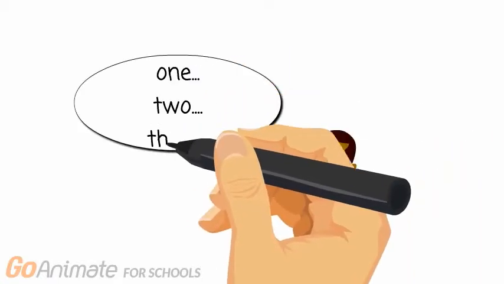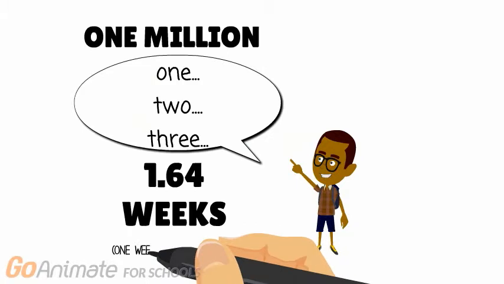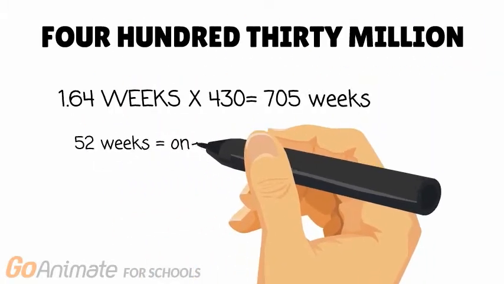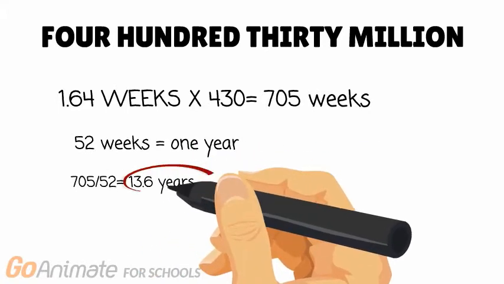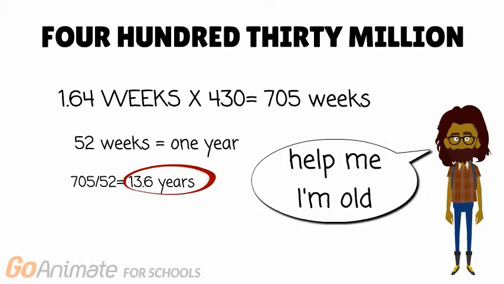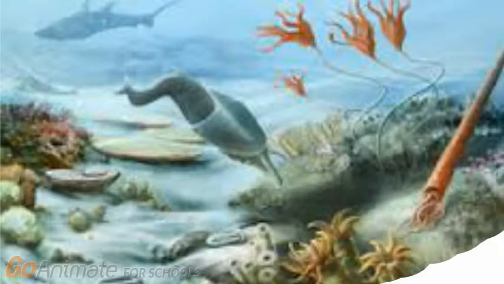Here's a way to get a quick idea of just how long ago this is. If you decided to count to just 1 million, it would take you a week and 5 days. Now multiply that by 430, and you'd have to count for 705 weeks, or over 13 and a half years with no breaks to reach 430 million. 430 million years ago is referred to as the Silurian Era.